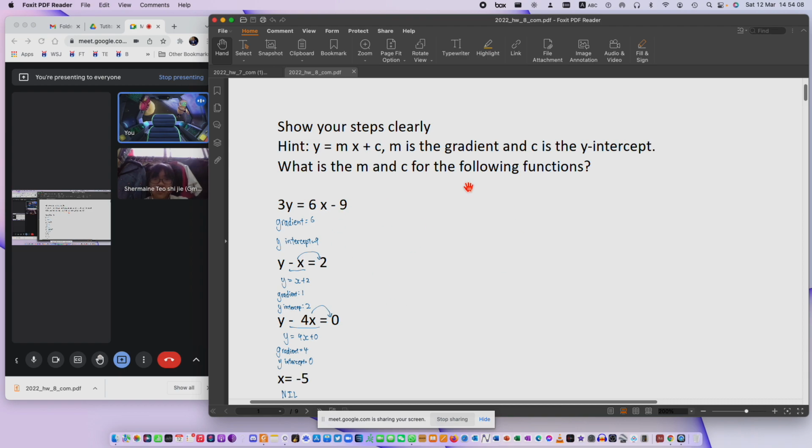So over here, if you look at this, once again, I think you made a serious mistake again. I don't know why you keep making this mistake. How do you get the gradient and the y-intercept? Clearly you didn't listen. It shows. How do you find the gradient and the y-intercept? What's the first step?